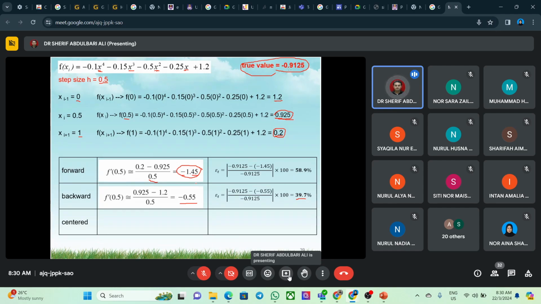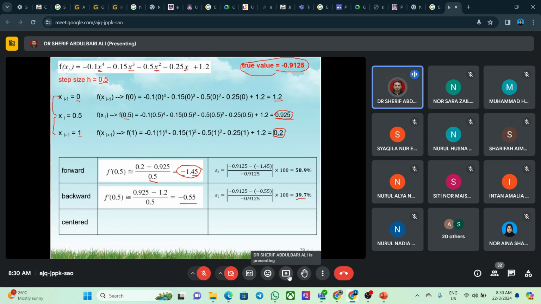Remember that I said, when we talk about the center finite divided difference, the error will be less than the forward and the backward. Why? Because we are having two terms, from x plus 1 to x and from x to x minus 1. We are taking two terms of the Taylor series. The more terms you add, the more you reduce the error.